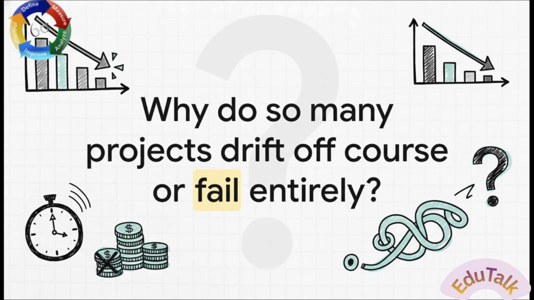So let's kick things off with a question I think we've all asked ourselves at some point. You've seen it, right? A project kicks off with all this energy and excitement, but then, a few months down the line, it's totally lost, it's way over budget, and it's nowhere near its original goal. How does this keep happening?